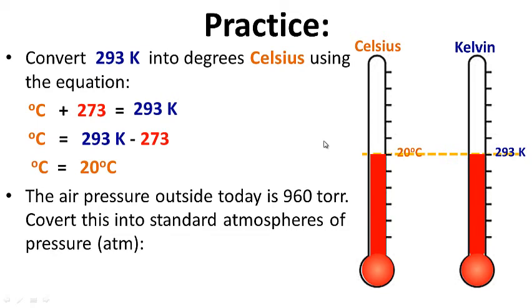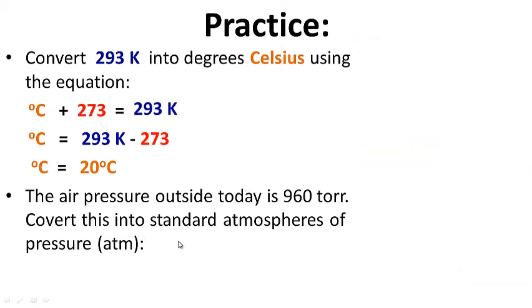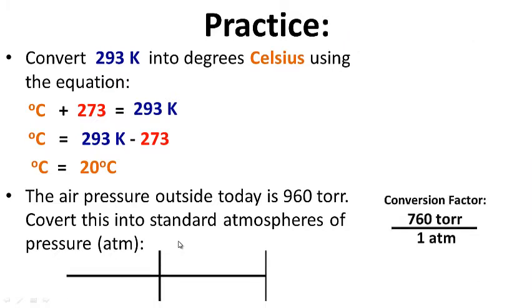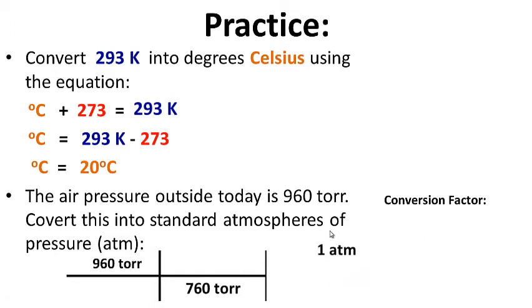All right, air pressure. The air pressure outside today is 960 torr. Convert this into standard atmospheres of pressure. Okay, so a little dimensional analysis. Start with what the question gives us, and here's our conversion factor: 760 torr in 1 atmosphere of pressure. Our units cancel and we get 1.2 atmospheres. Okay, hopefully you got that right.